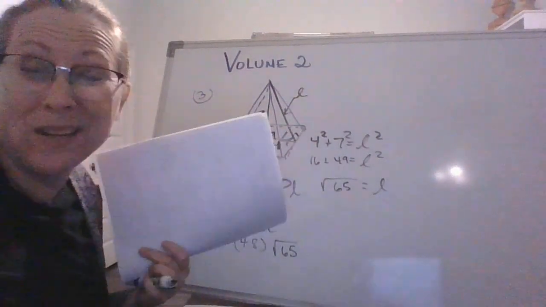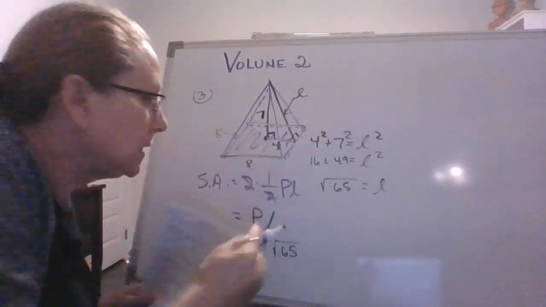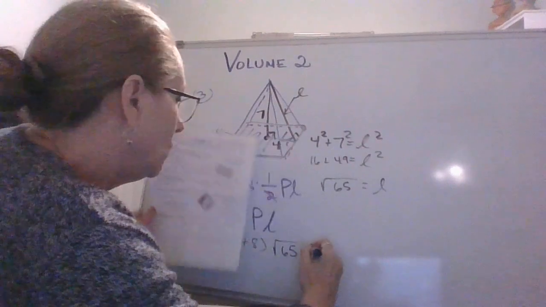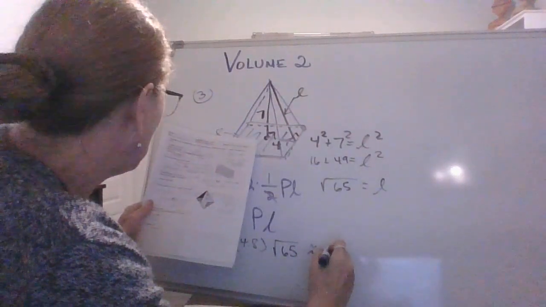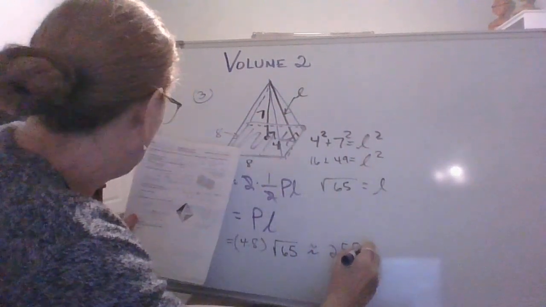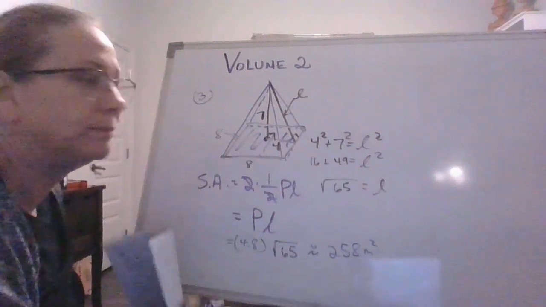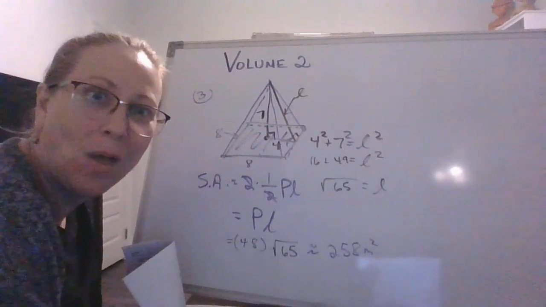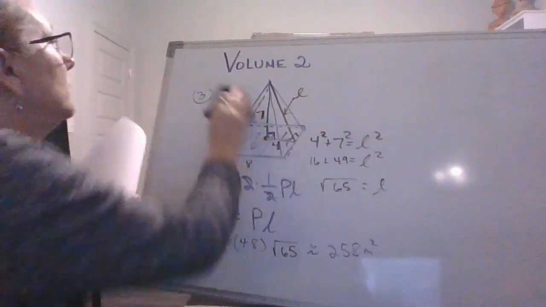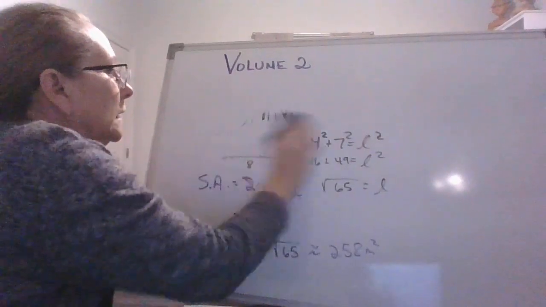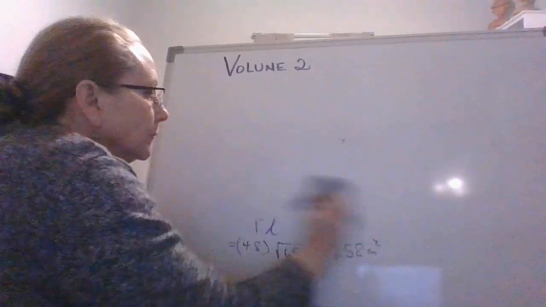That's nice when it's rounded to the 10th. Sometimes it gets a little dicey. So this one is 258 meters squared. Okay. All right. On to the next one. I told you these were going to take a little bit more effort.